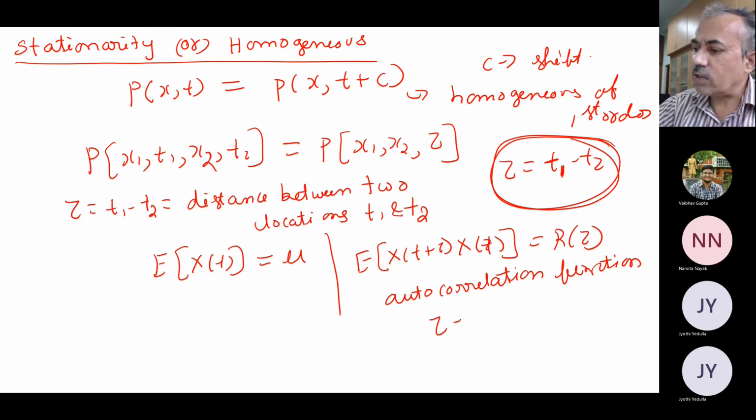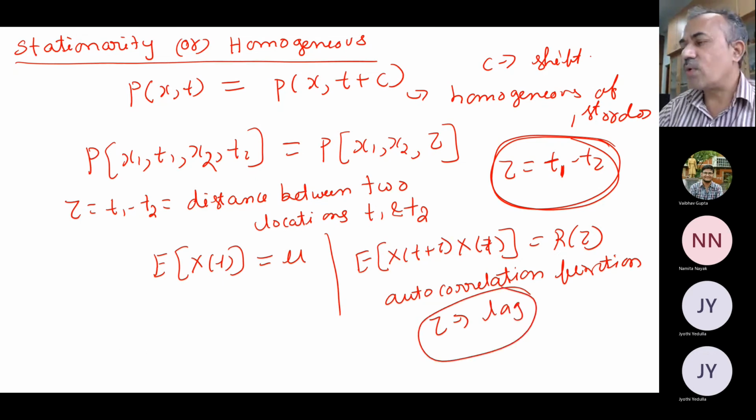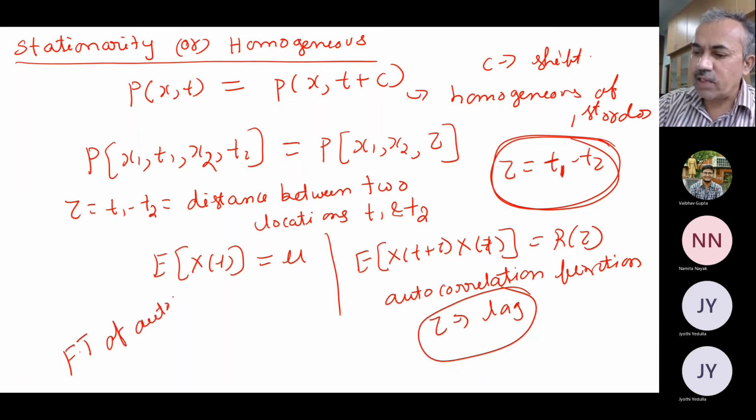So this is tau. We also call this the lag, that means a T1 minus T2 kind of thing. So it depends on the lag, and this is what we call autocorrelation. Now, if you take the Fourier transform of the autocorrelation, we call this the power spectral density also.